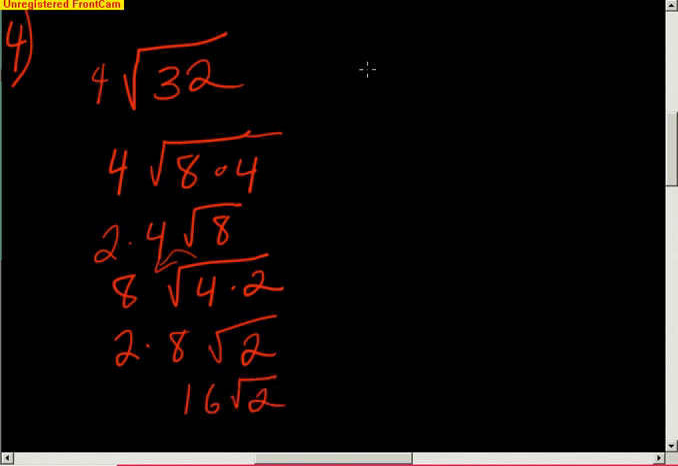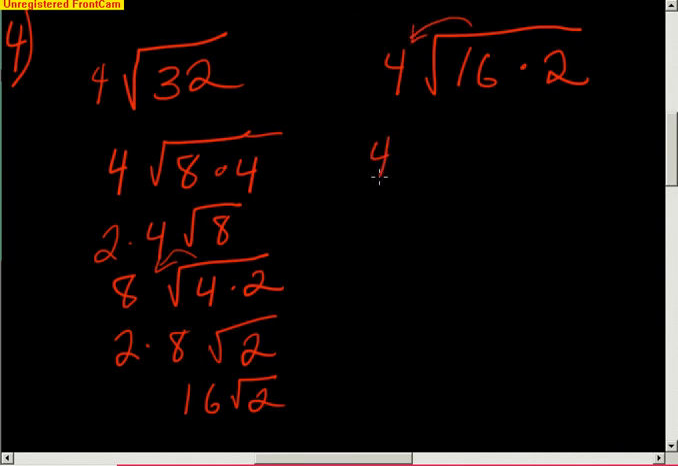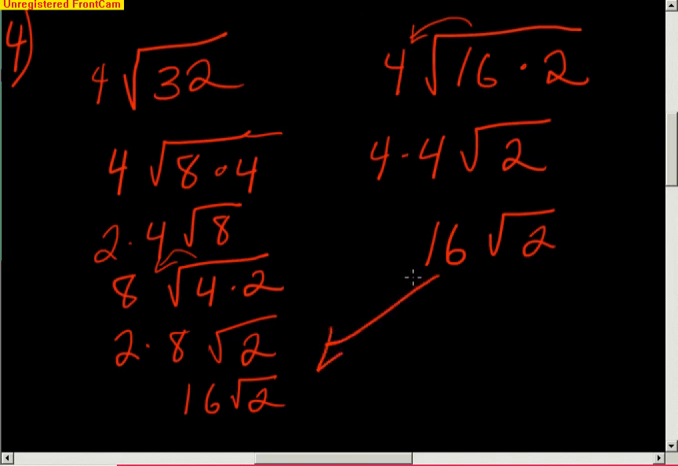But there's another way I could have done this one. I could say to myself, alright, wait, 4 root 32 is simply 4 root 16 times 2. Square root of 16 is 4. I get to move that to the outside. I get 4 times 4 root 2. 4 times 4 is 16. 16 root 2. Different path to the same answer.